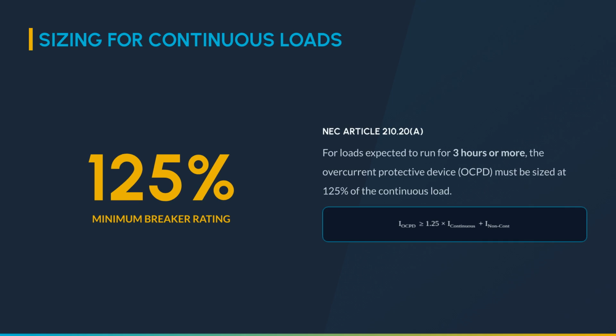210.20(A) requires the overcurrent protective device to be sized at 125% of the continuous load if it is expected to run for 3 hours or more. This is the minimum breaker rating to prevent overheating and premature device failure.